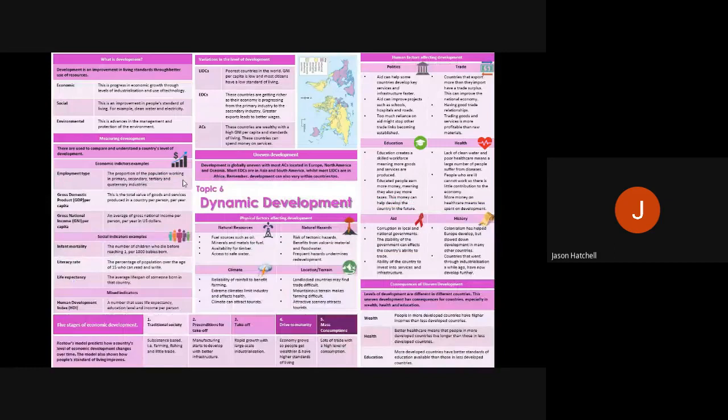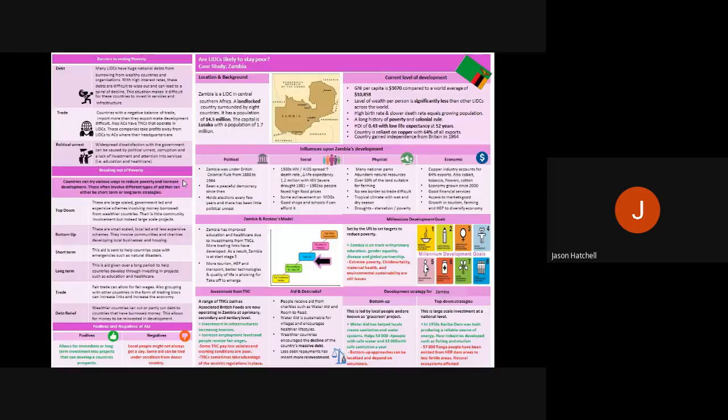Brilliant. Well, that's the first part of dynamic development done. So that's basically all the theory and the ideas behind development. The next GeogPod, which you will see after this, hopefully, will be on mainly our case study of Zambia.